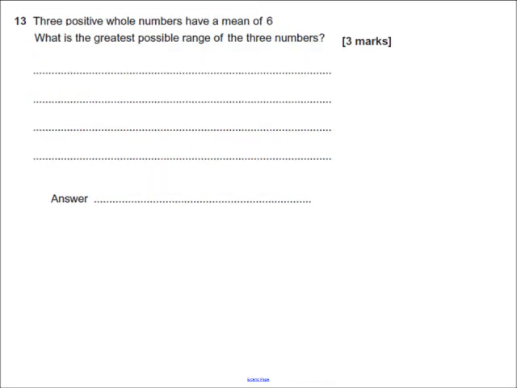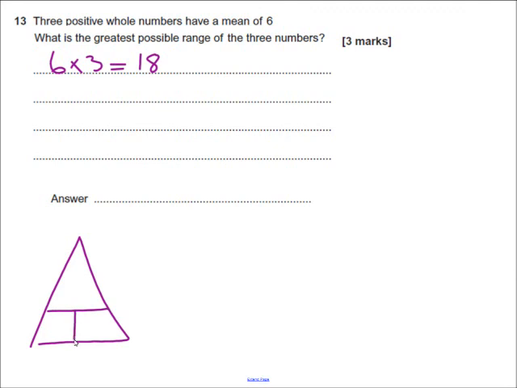Question 13. 3 positive whole numbers have a mean of 6. What is the greatest possible range of the 3 numbers? Well, if you have a mean of 6 with 3 numbers, then the sum has to be 18. It's our mean triangle, where the mean is 6, the number of numbers is 3, so the sum is 6 times 3, giving us a total of 18.